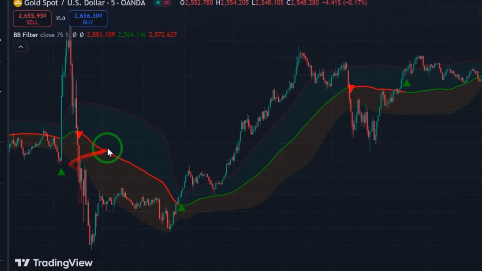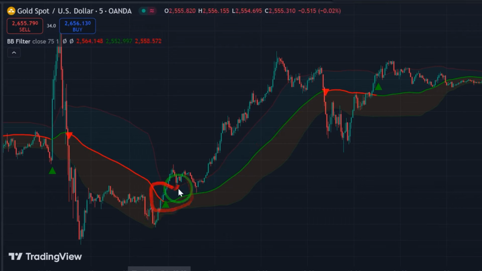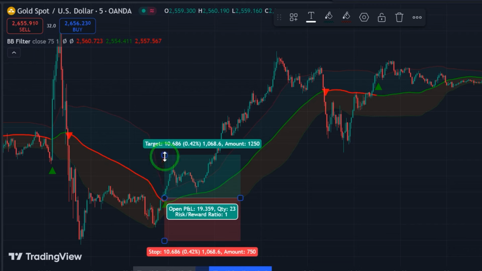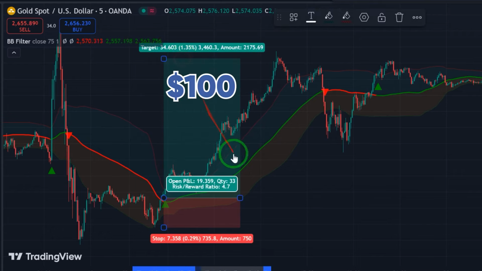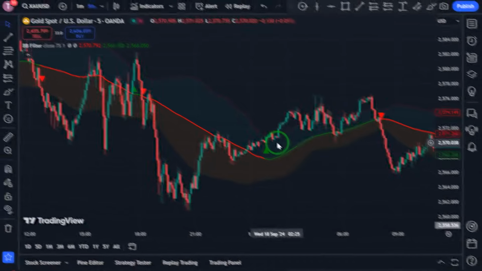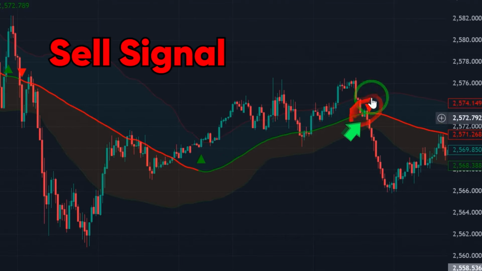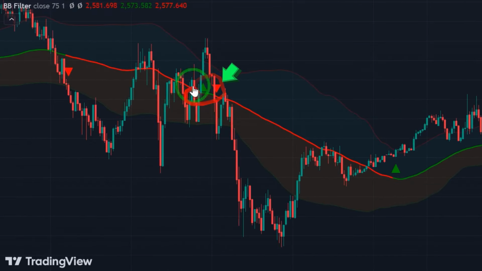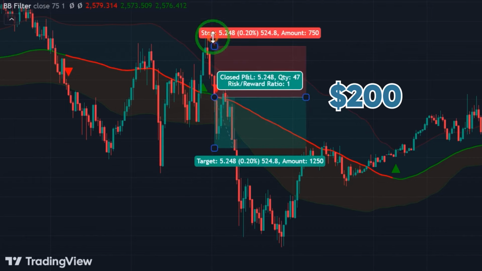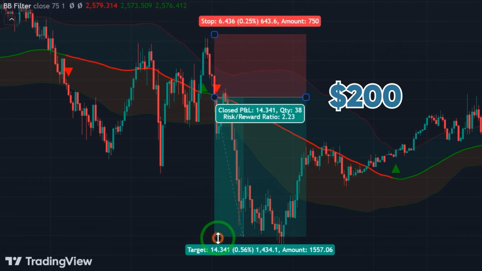For instance, at this point, you can see it generated a buy signal for us, and after that, we could enter a buy trade. As you can see, if we had risked $100 in this trade, we could have made a significant profit. When this indicator shows us a sell signal, we can enter a sell trade and set our stop loss at a safe zone to gain good profits from the price decline in the market. For example, at this point, you can see it has generated a sell signal for us. If we had entered this trade with $200, you can see how much profit we could have made.